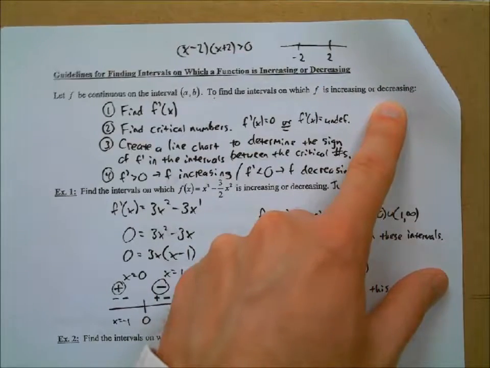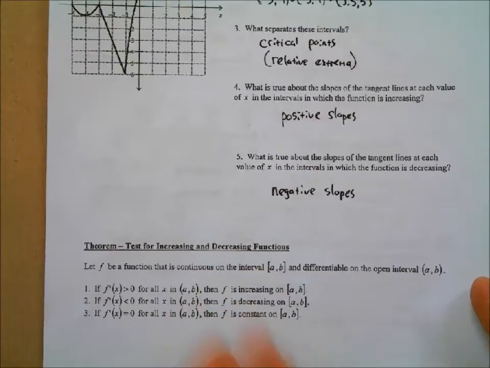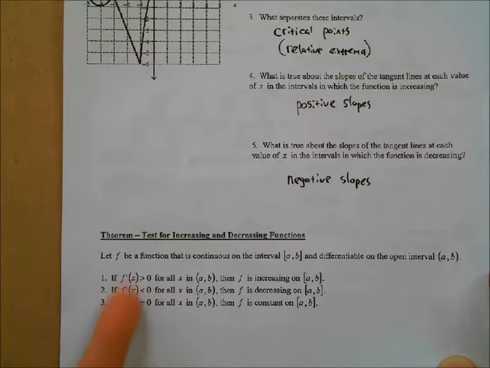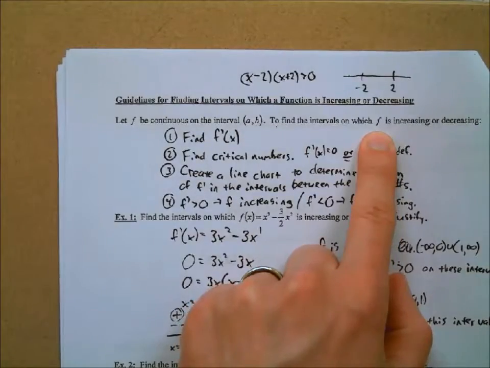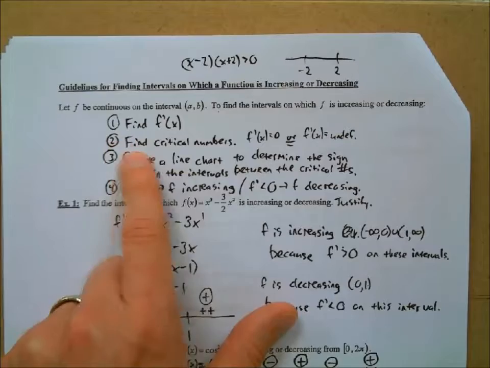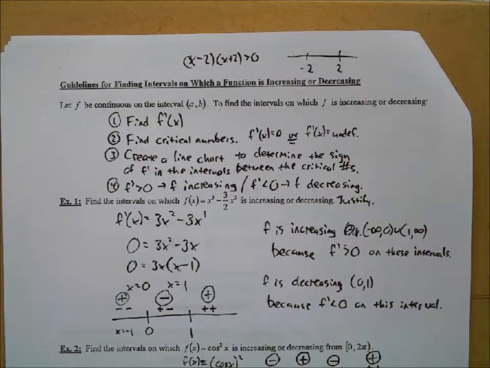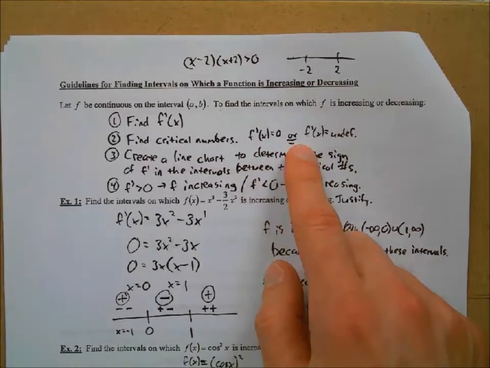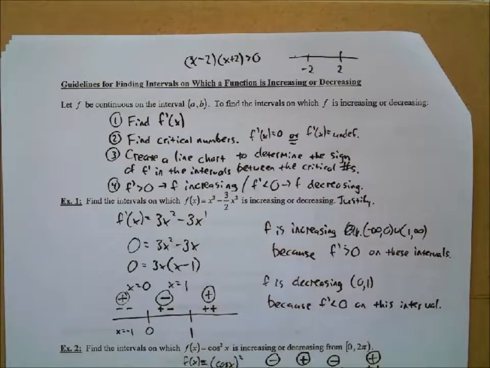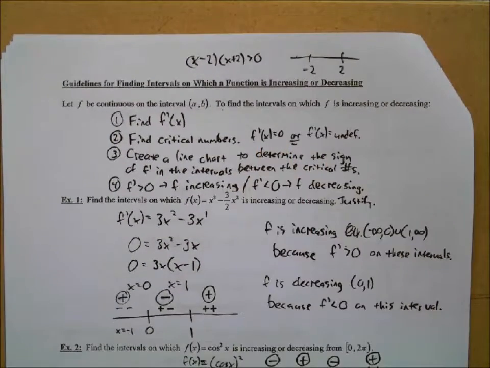The first thing we want to do to find the intervals on which f is decreasing or increasing, well, we just saw that. What do we need to determine when f is increasing or decreasing? We need to know the sign of f prime. So given the function f, we should first find f prime. Once we've got f prime, we find the critical numbers. Where do critical numbers occur? Critical numbers occur when the derivative is 0 or undefined. Don't forget the undefined part, that's super important. Both situations result in critical numbers.